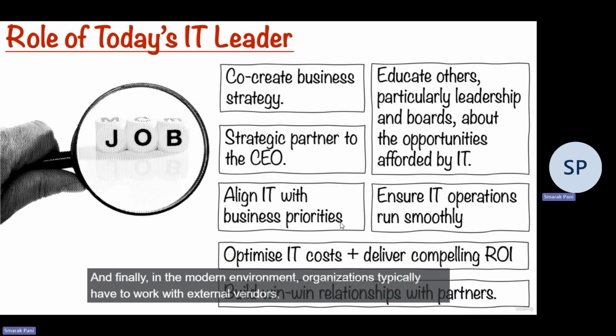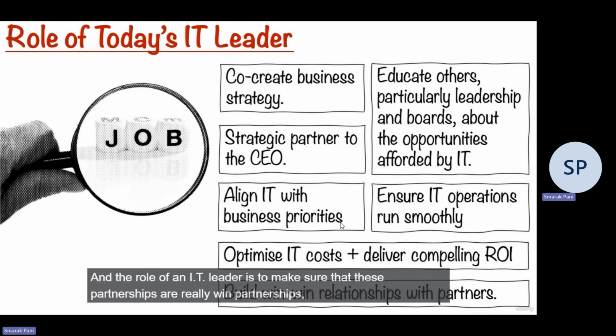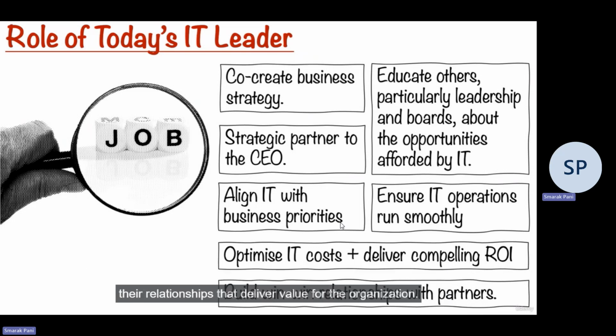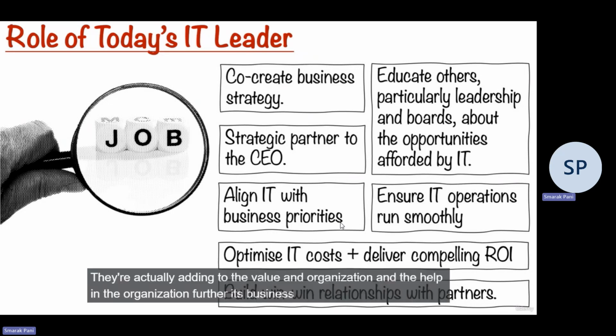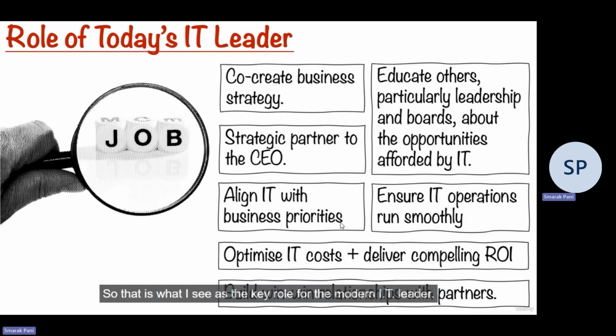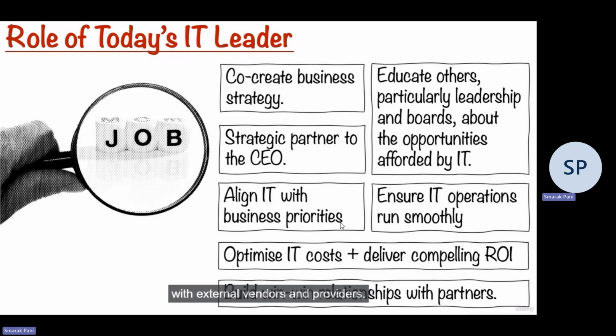Organizations typically have to work with external vendors, technology partners, and other types of partners. And the role of an IT leader is to make sure that these partnerships are really win-win partnerships. They're relationships that deliver value for the organization. They're actually adding to the value of the organization, and they're helping the organization further its business priorities. So that is what I see as the key role for the modern IT leader. Part of it is strategic, part of it is functional, part of it is around cost, and part of it is around maintaining strong partnerships with external vendors and providers.